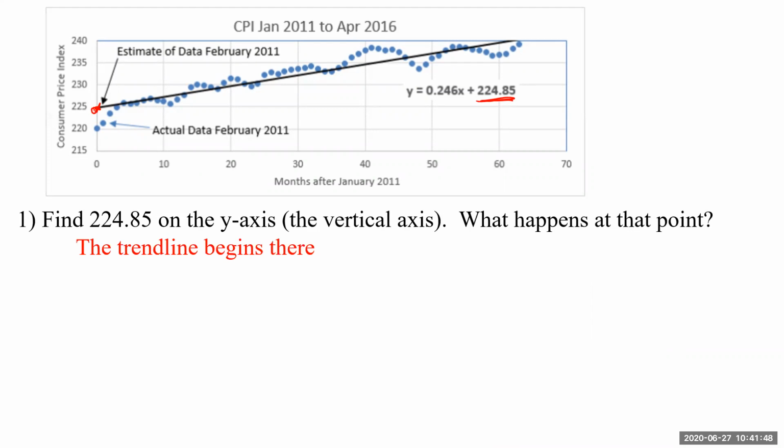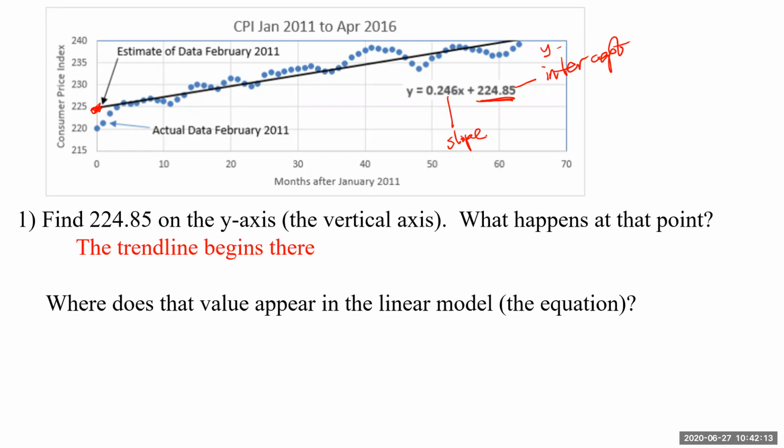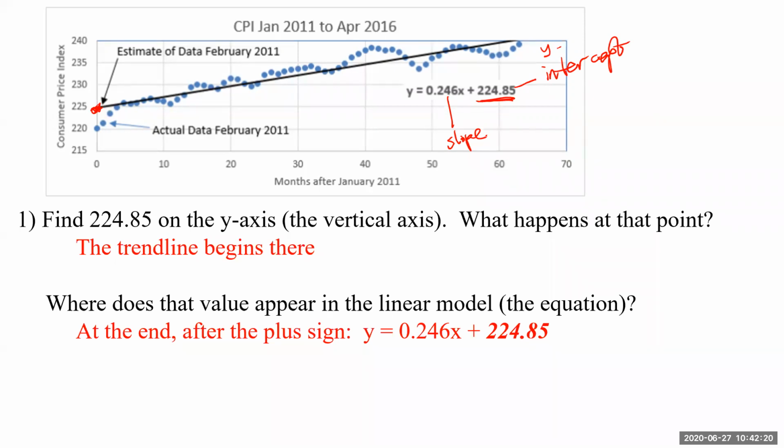So usually, the name we give to this is the y-intercept. And the y-intercept is where the trend line cuts the y-axis. Okay, and we are going to know that this is what we call the slope of the equation, and we will label that soon. Now, where does that value appear in the trend line? At the end after the sign, right? So that is right there at the end.